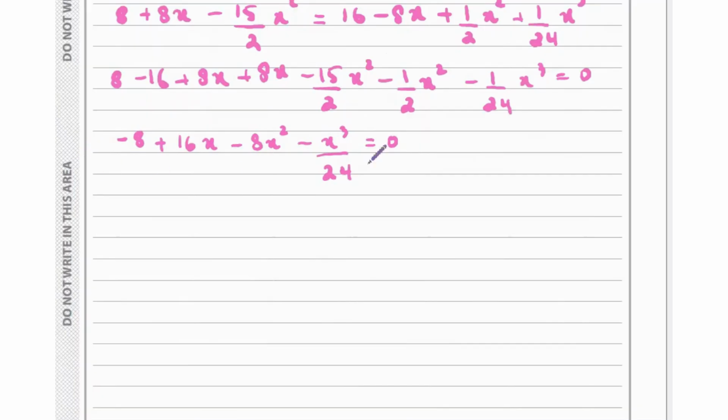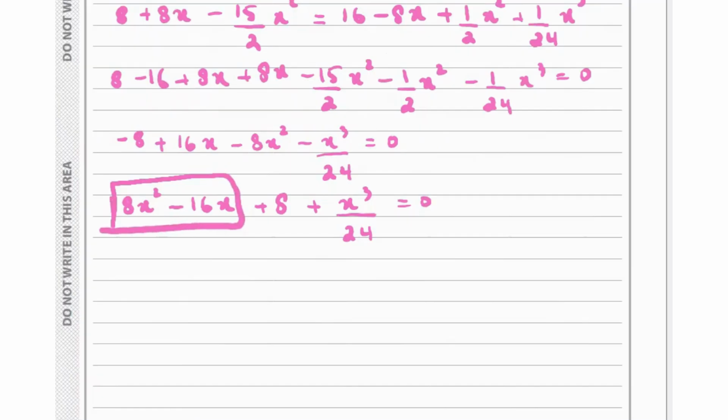So I'm going to multiply all of the terms by negative 1 to make x squared positive. So it's going to be 8x squared minus 16x plus 8 plus x cubed over 24. I'm going to focus on this right now. I'm going to take 8 common. So that's going to give me x squared minus 2x in the bracket. And I'm going to apply completing square form on this bracket.